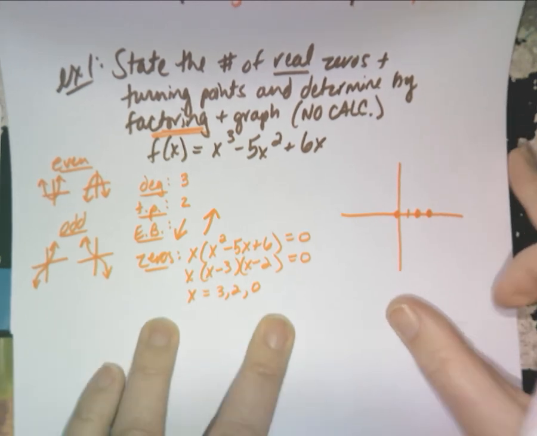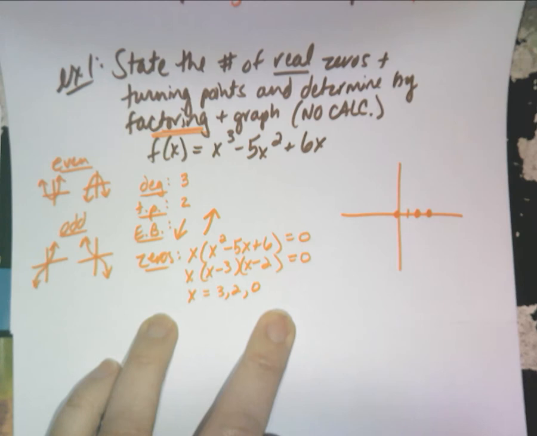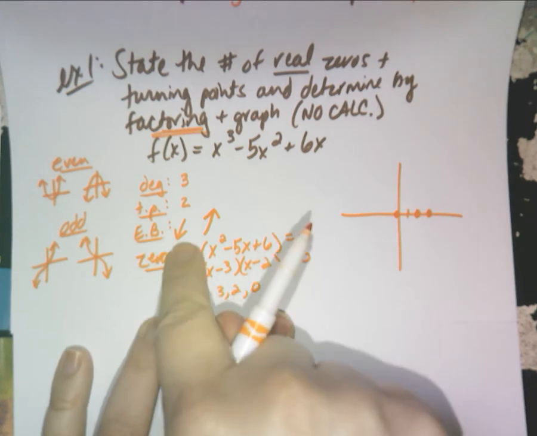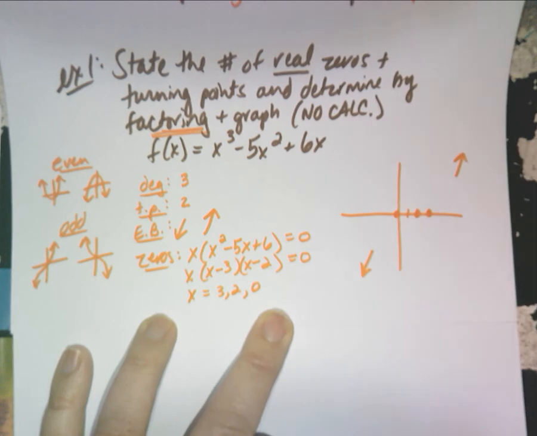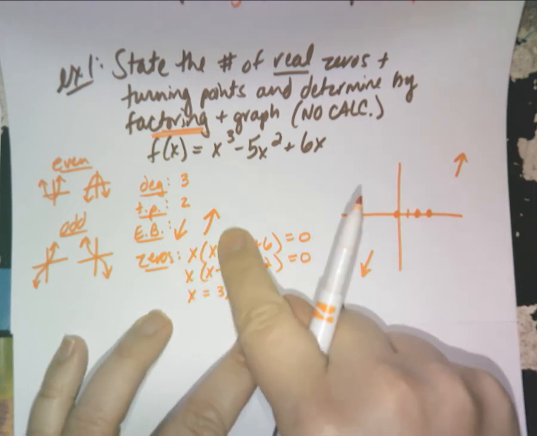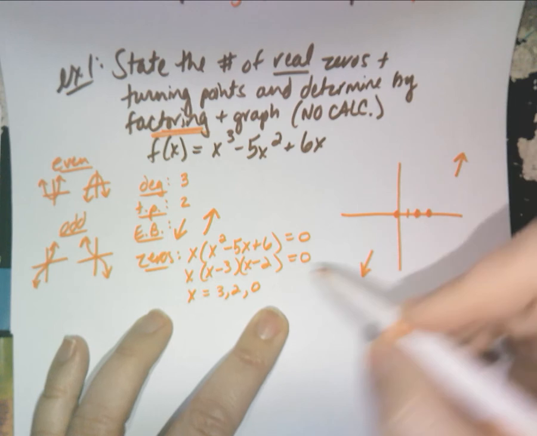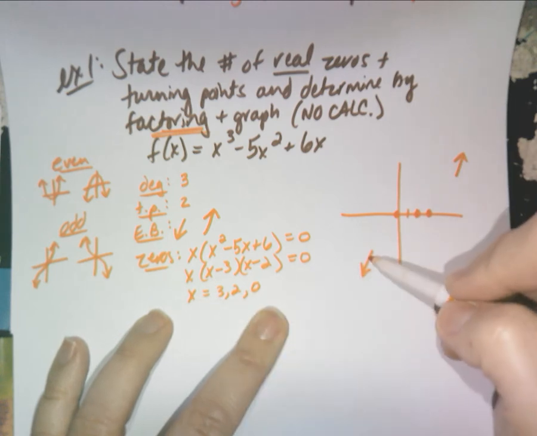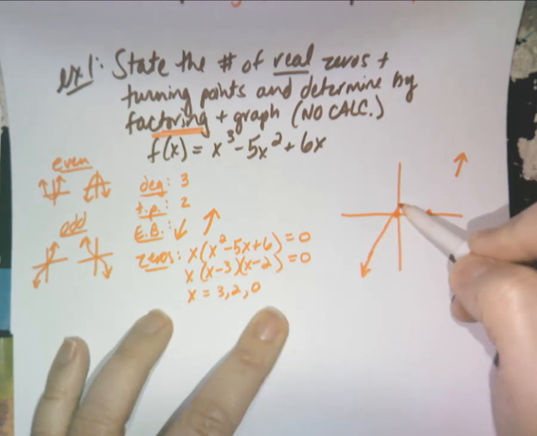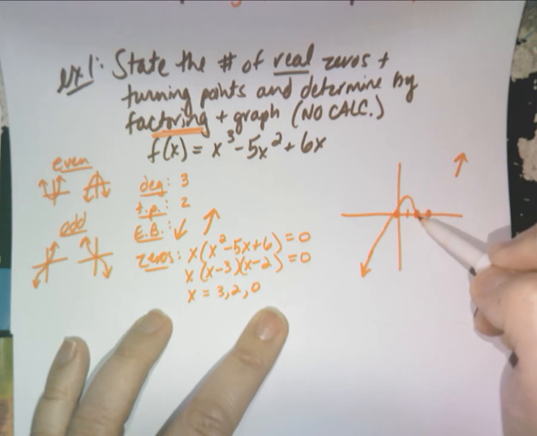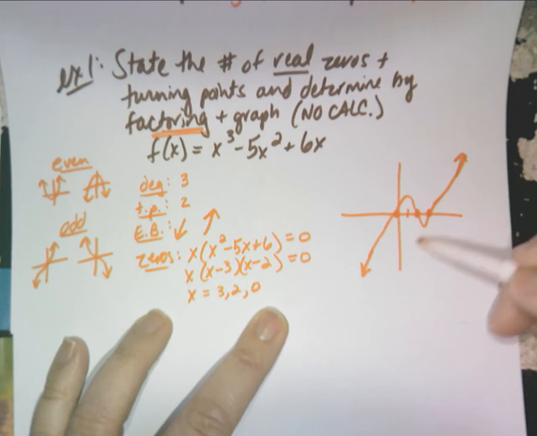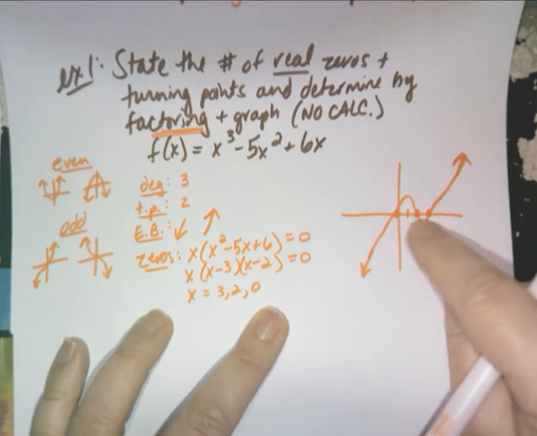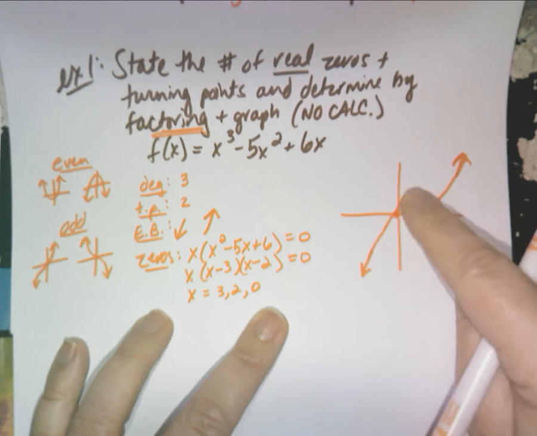I know it's a degree 3, so I know my end behavior: I start on the bottom, start down, end up. And then at these zeros, it's going to cross through, so I cross through at 0, cross through at 2, and then cross back up through at 3. That looks terrible, but it's just sketching it. I'm not looking for complete accuracy. Start down, cross through, cross through, cross through.